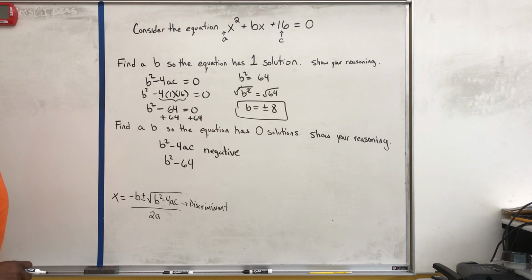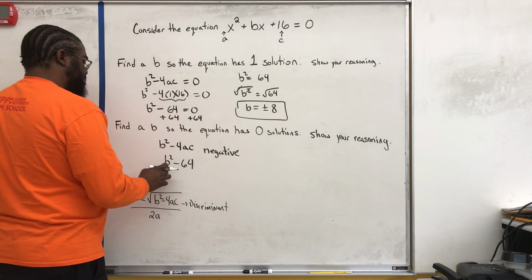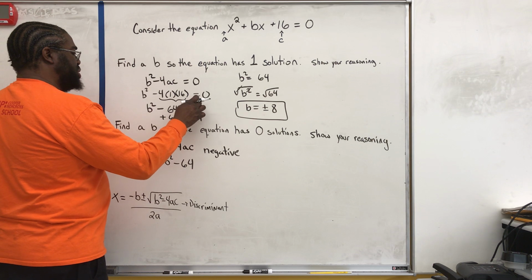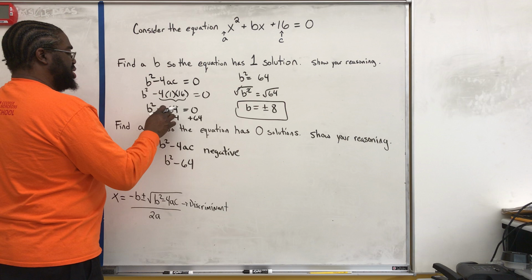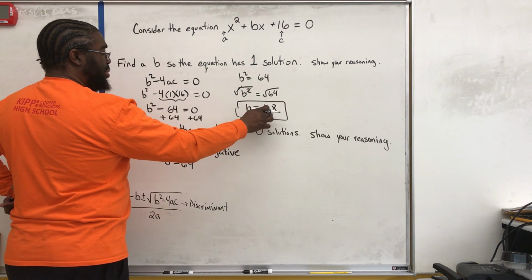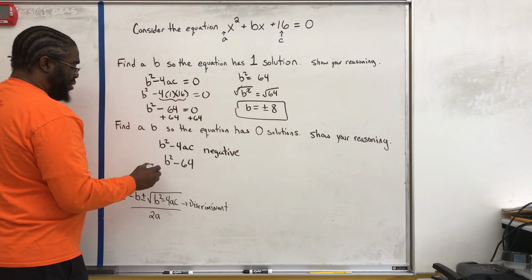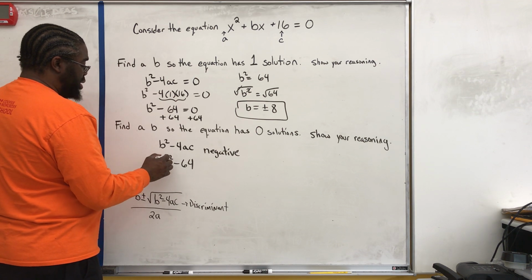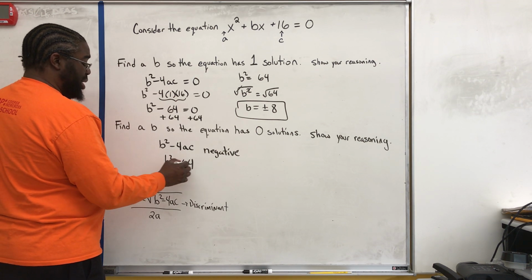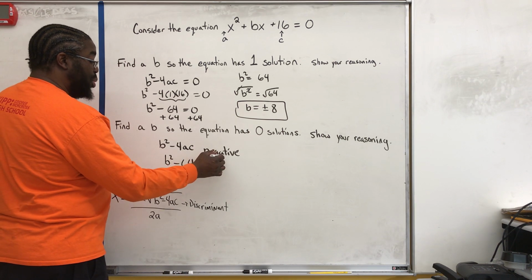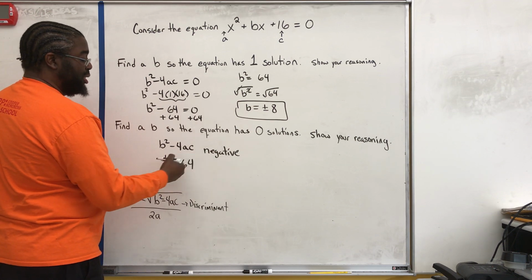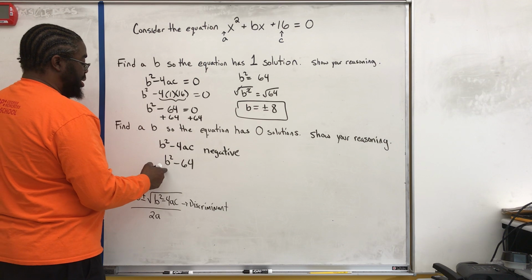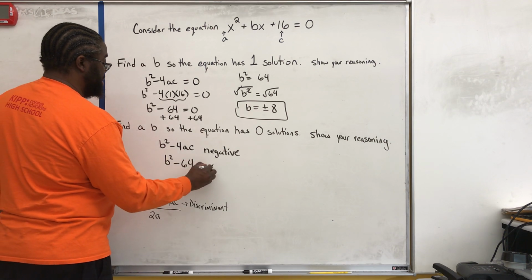Right? Okay, well, wait a minute. If b squared minus 64 equals 0 happens at 8, then I know if I plug 8 in here, I'm going to get 8 squared, which is 64, minus 64. That'll be 0. I don't want 0, I want a negative, which means I want a number smaller than 0, right? Because all my negative numbers are less than 0. So what can I plug in here to make this less than 0?